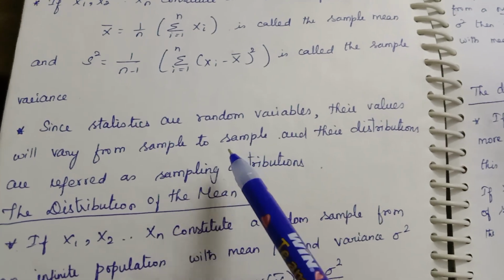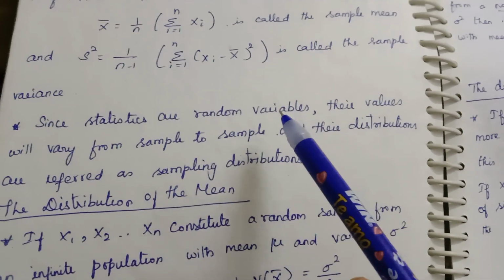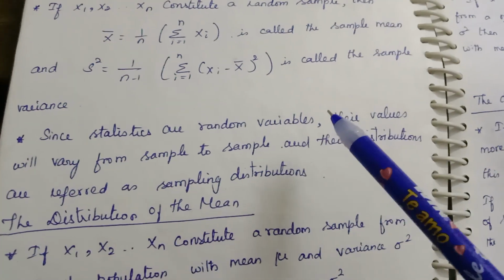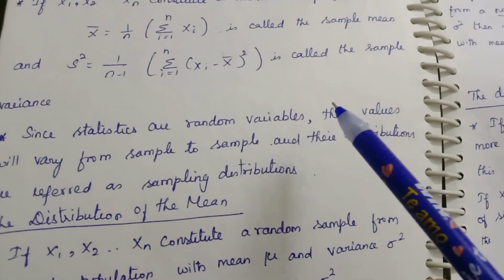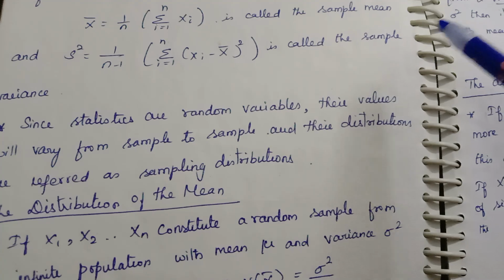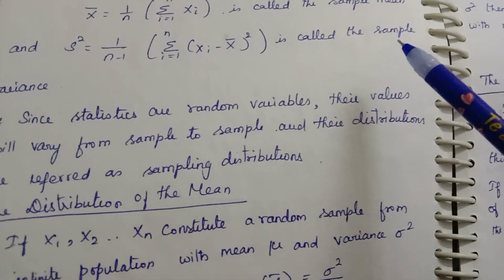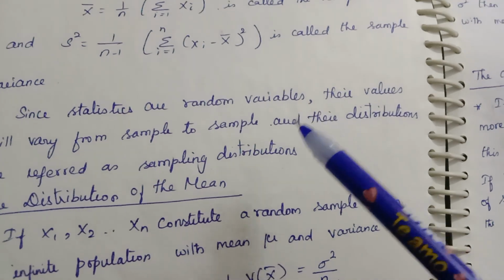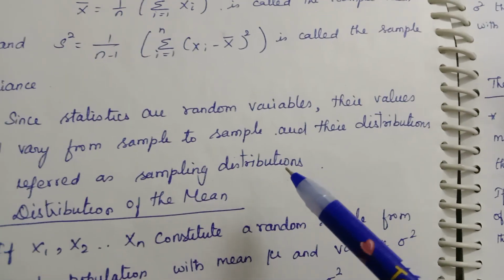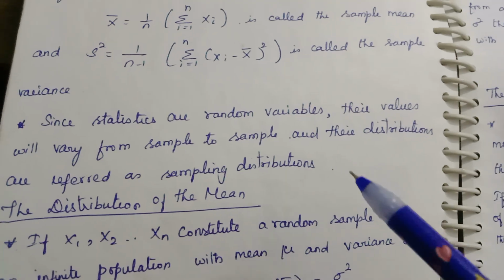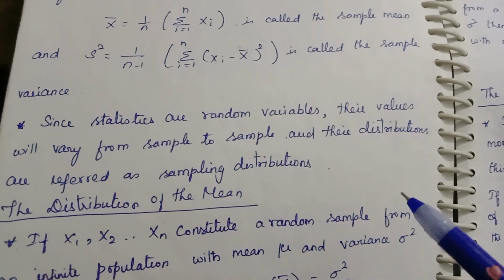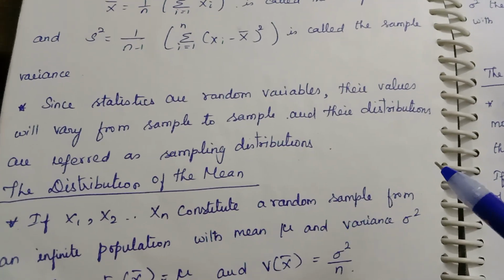For that sample I am calculating its mean and variance. You are taking the second sample, and that second sample will have its own mean and variance, and some other person will choose a third sample and it will have a different mean and variance. So all the means put together, x1 bar, x2 bar, x3 bar, etc., will constitute a distribution. And similarly their variances, s1 square, s2 square, s3 square, will form another distribution.